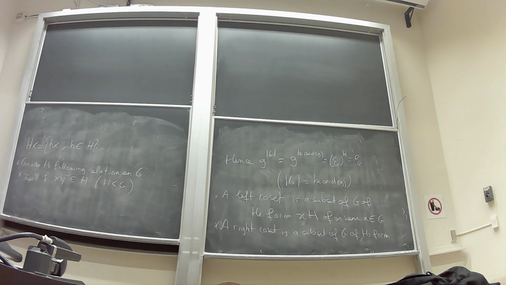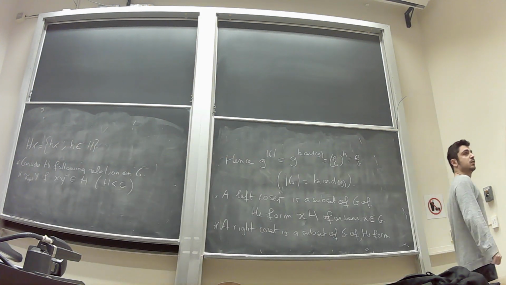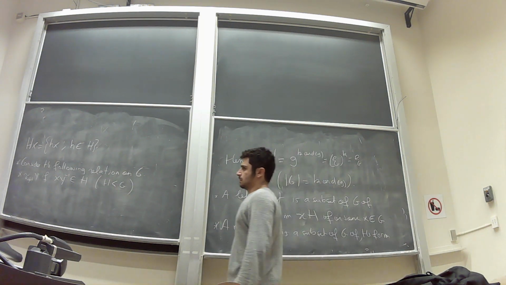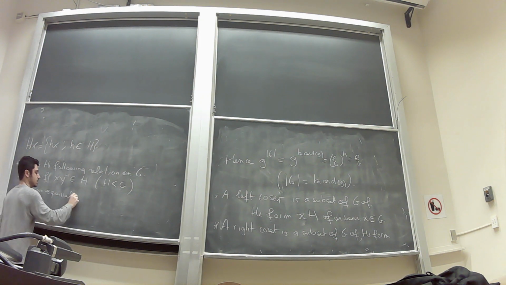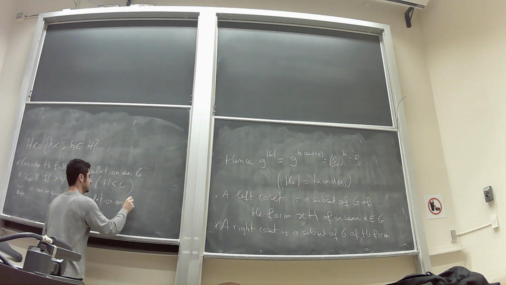So for the left coset, what did we have? We had X inverse Y belongs to H. You remember this? For the left coset, the equivalence relation was X is related to Y if and only if X inverse Y belongs to H. This relation is an equivalence relation on G.